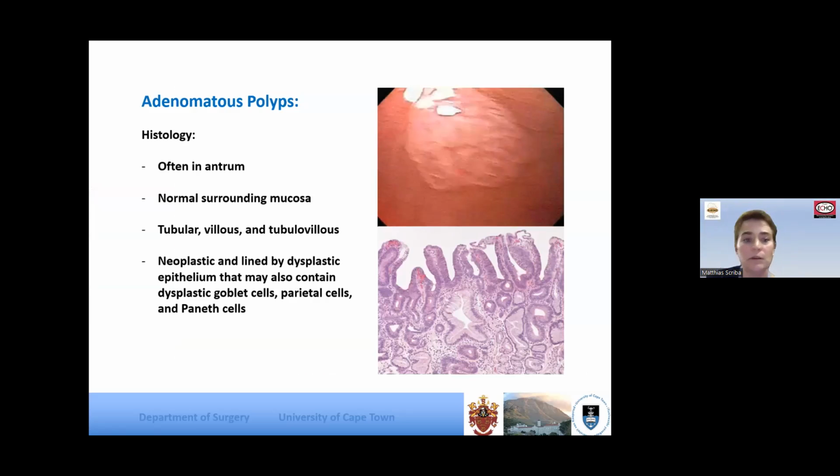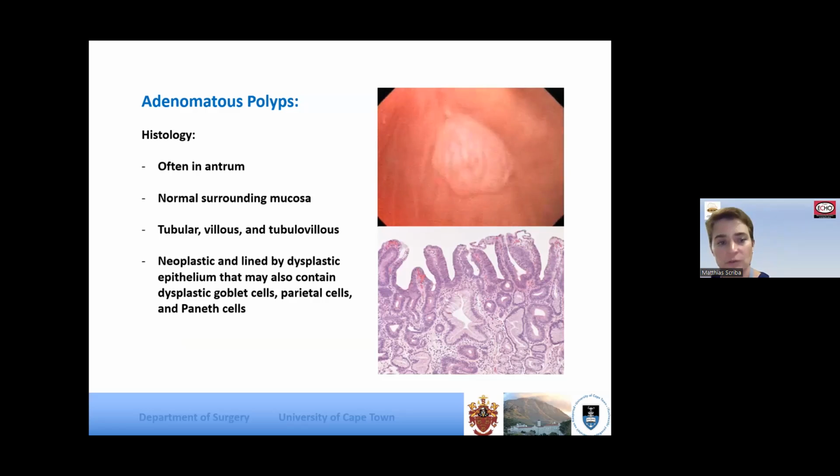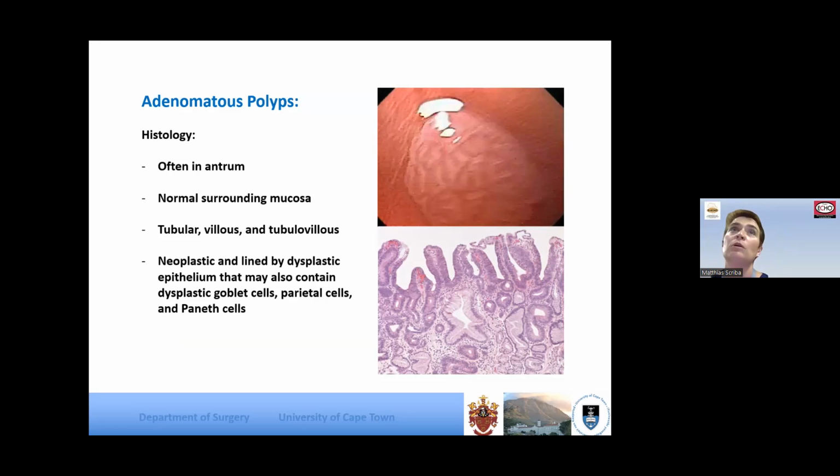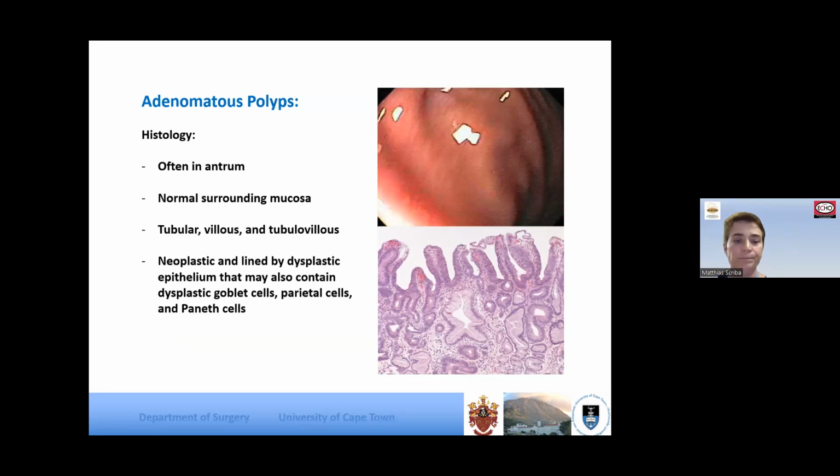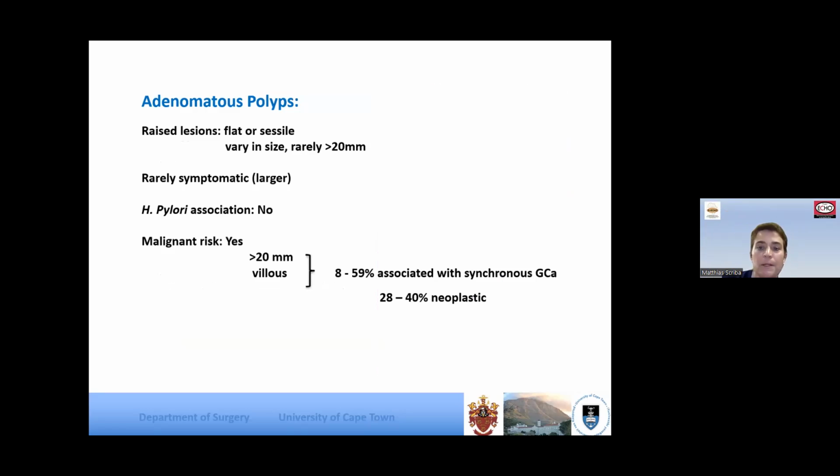As regards the histology, they're often in the antrum, as I said. The mucosa surrounding them is usually completely normal. And as in the colon, these adenomas may be tubular, villous, or tubular-villous. And they are neoplastic, and they may contain other dysplastic goblet cells, parietal cells, or even Paneth cells.